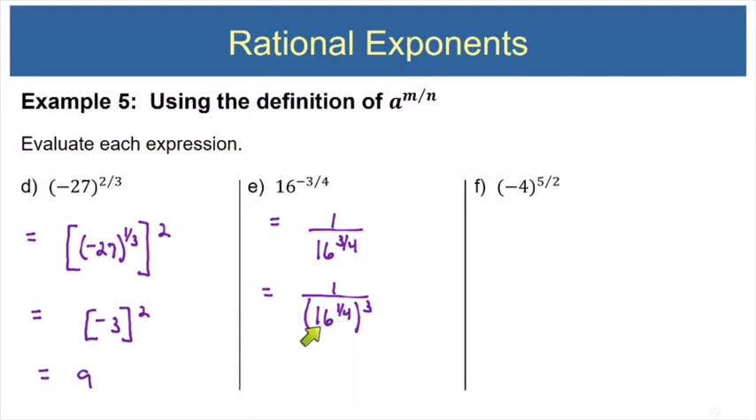Now, what is a number whose 4th power is 16? Well, that number would be 2. So this becomes 1 over 2 to the 3rd. And of course, 2 to the 3rd is 8. So this becomes 1 over 8.